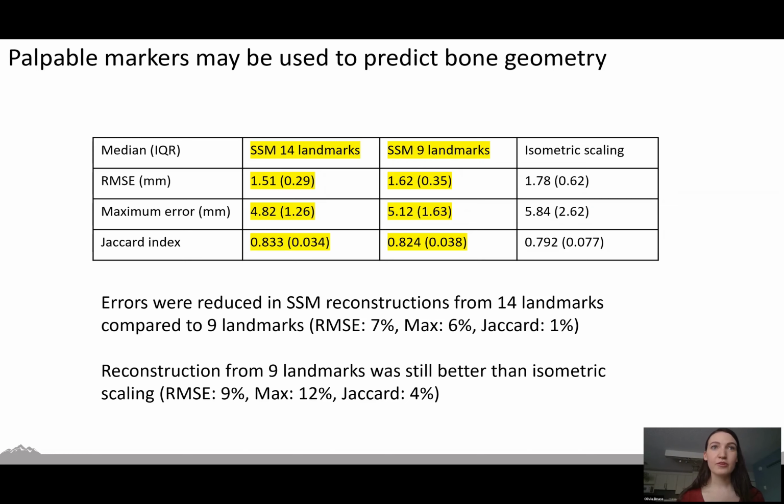But reconstructions from 9 landmarks still resulted in better accuracy than isometric scaling. So RMSE was 9% better, maximum error was 12% better, and Jaccard index was 4% better. And so this indicates to me that it could be possible to use the shape model with 9 palpable landmarks to reconstruct tibia and fibula geometry from motion capture markers and get better accuracy than isometric scaling.